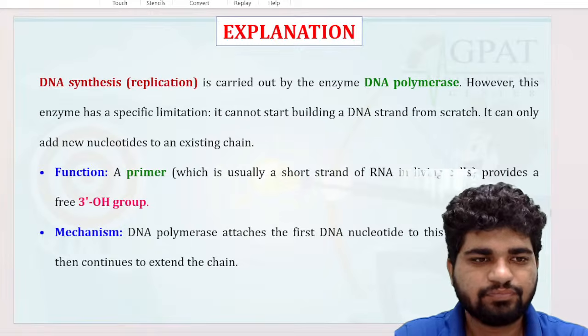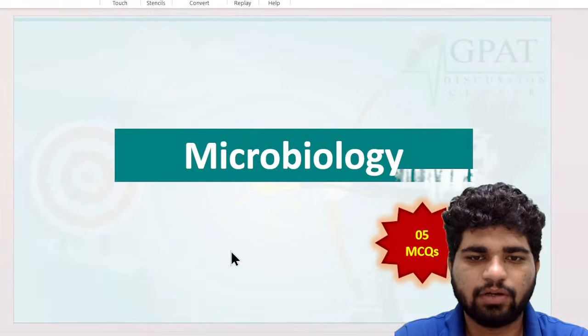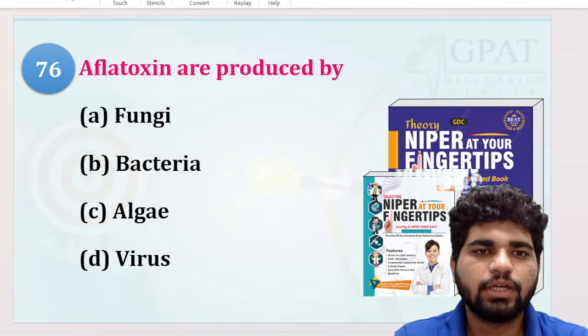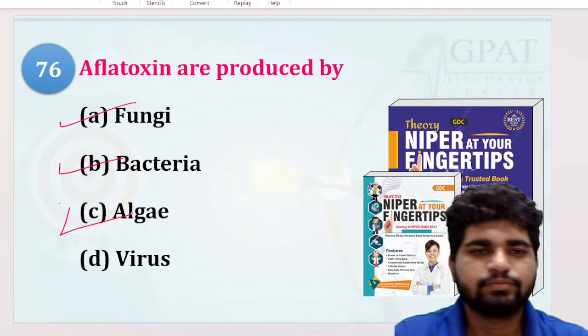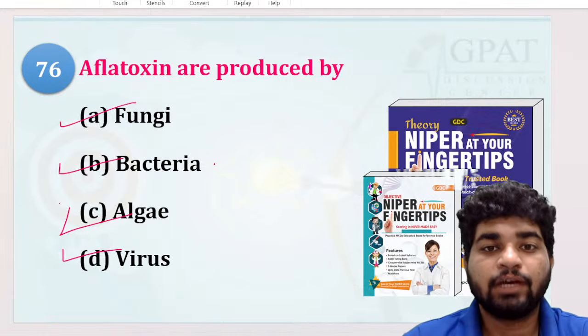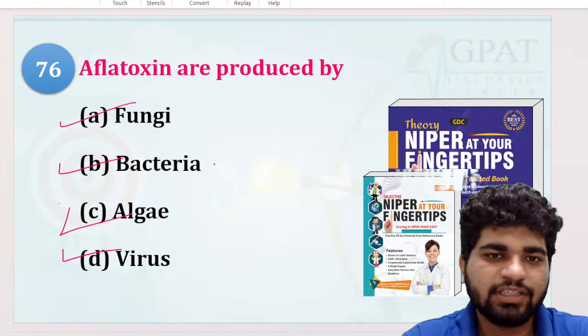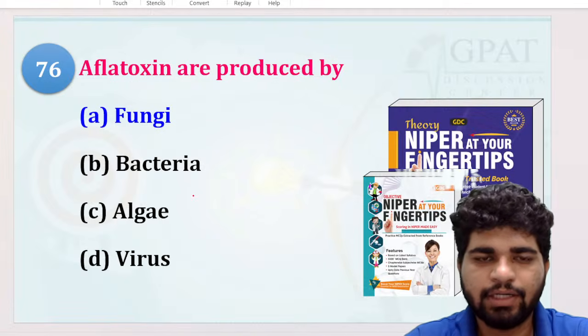Okay, guys. This is your 20 days 20 model paper. And again, we have talked about this. And now let's talk about the microbiology type questions. Aflatoxin is produced by fungi, bacteria, algae, or virus. Aflatoxins are toxins, right? So these are your fungal derivatives. That is nothing but your fungi only, right?